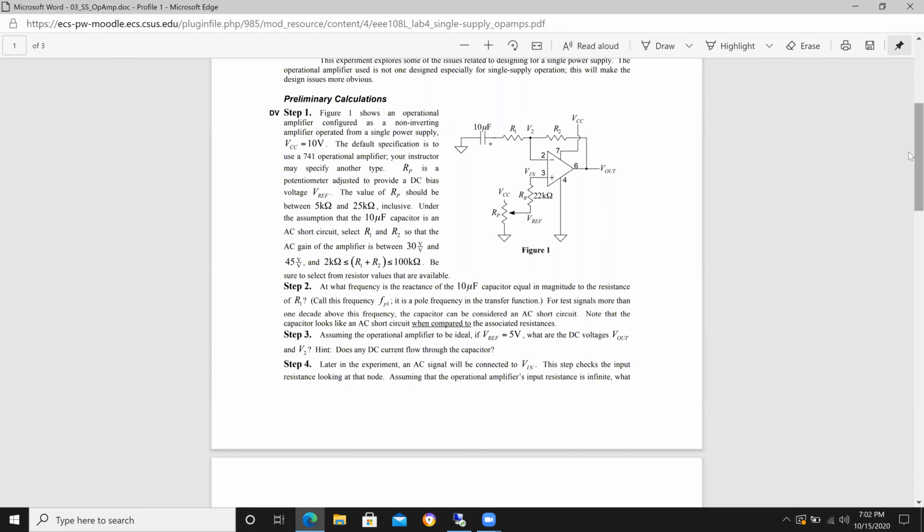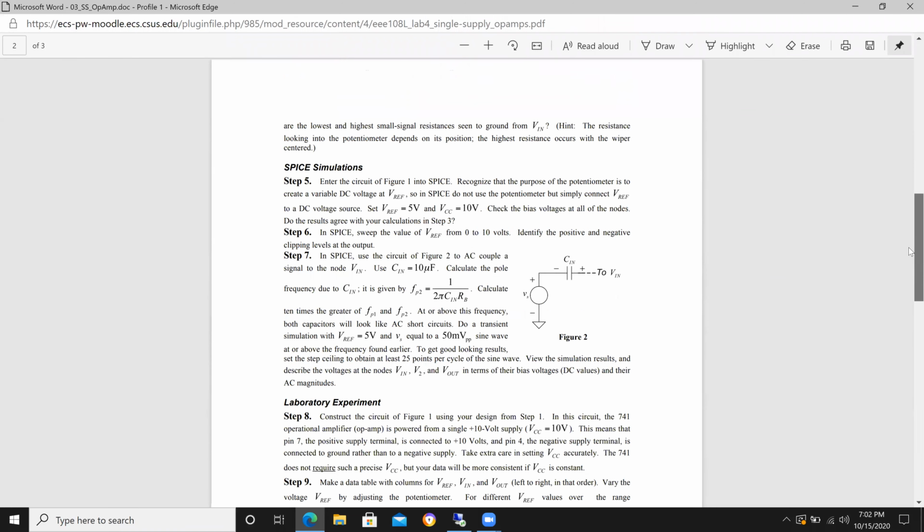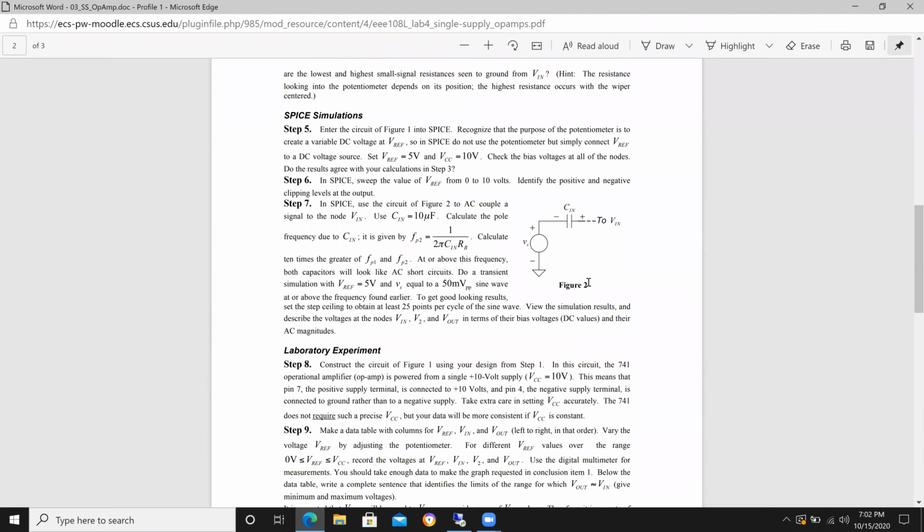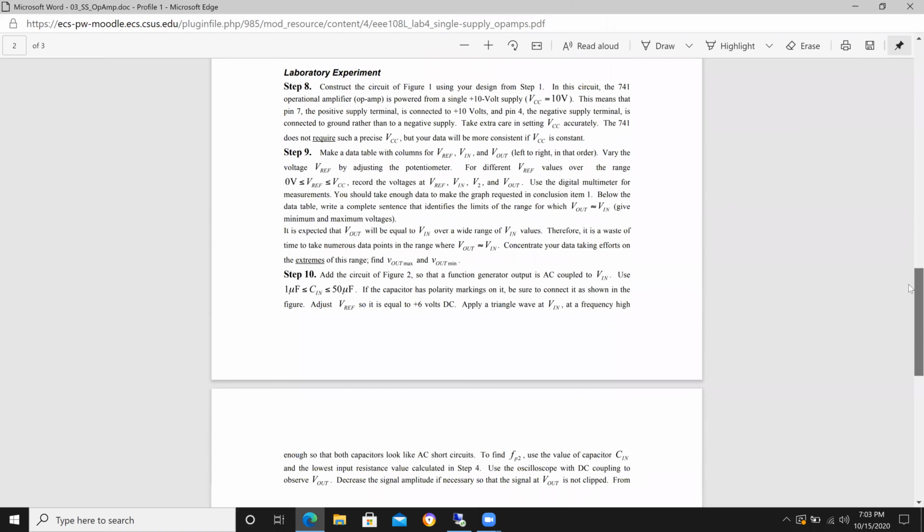All right, so that covers the preliminary calculations. For simulation, it's pretty much everything I just did right now for you, right? But you got to come up with your own resistor values, cut the voltages in half. So VREF 2.5, VCC 5 volts, okay? Then you're going to do some sweeps. You're going to calculate these impedances. You're going to do a 50 millivolt peak-to-peak sine wave. And that'll conclude this week.